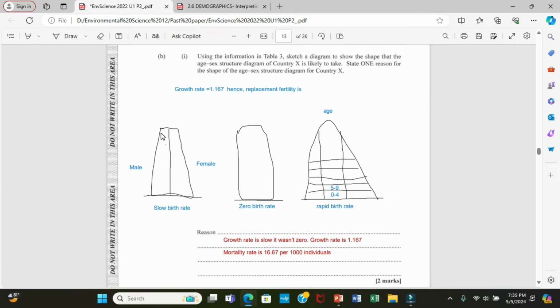Death, when I calculate the mortality rate, it was 16.67 persons per 1,000 individuals. So the death is not so high, not very high. So then again, you see at the top here, the diagram here is slightly sloping, so it shows that death is not so drastic. All right, so that's why I choose here.